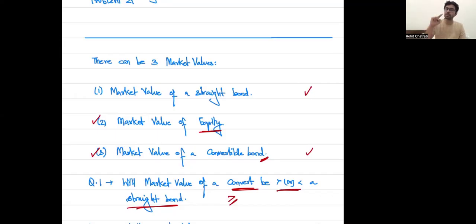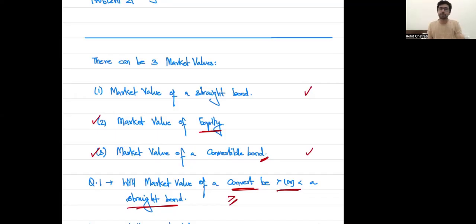So in case of equity, you enjoy the upside and suffer the downside. In case of a convertible bond, you enjoy the upside, but you don't necessarily suffer the downside. If you carefully look at it, a convertible bond also has better features compared to equity. Therefore, the market value of a convertible bond will be greater than the market value of equity.